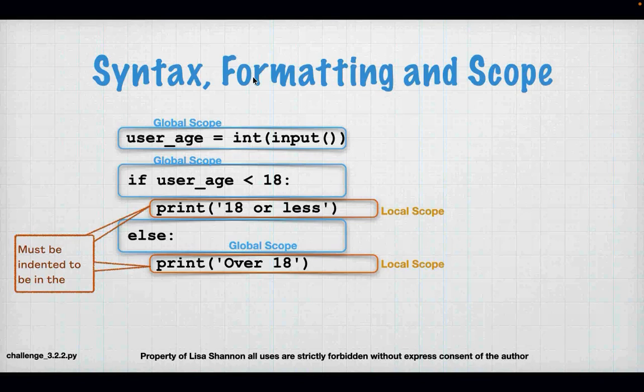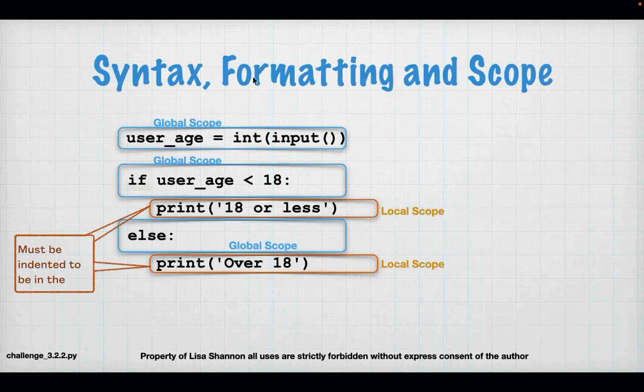The user age and the if statement are all in the global scope. They are all left justified, and I'll explain a little bit more about what that means in a minute. They're all left justified, including the else statement, because this has an if, and then the else if all else fails. Then indented under if user age less than 18, I've tabbed, print 18 or less. Then under the else, I have print over 18. That's also tabbed in. Those are in the local scope. Local scope means they're only going to be executed if the condition, the branch above them, evaluates to true.